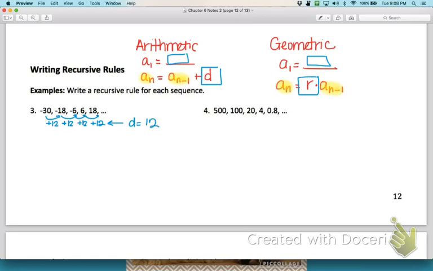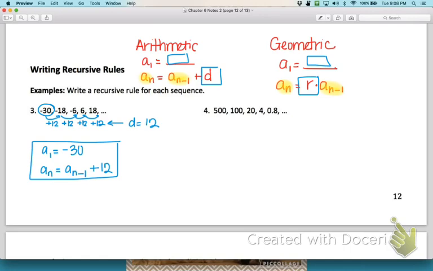So here's how easy it is to write these rules. First, we must give A1, and that's always your first term. So A1 is equal to negative 30. Then, remember the highlighted stuff stays the same. So we say A sub n is equal to A sub n minus 1 plus d. Well, d is positive 12, so that's plus 12. If it were negative, then we would say minus 12. But guys, that's it. That is the whole rule. You are done, okay?